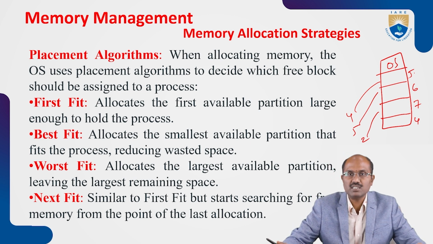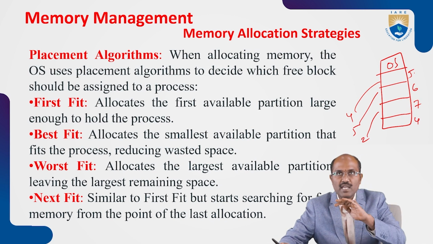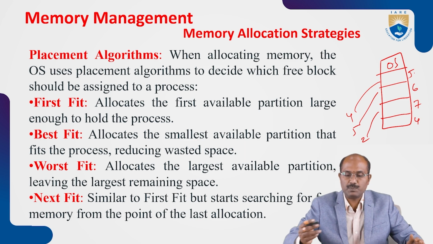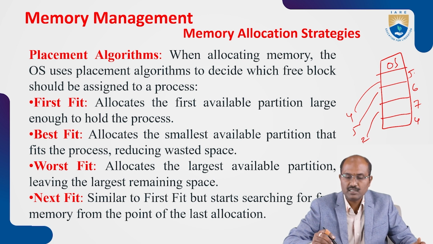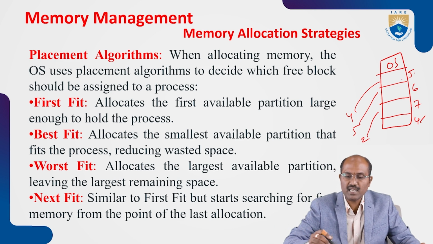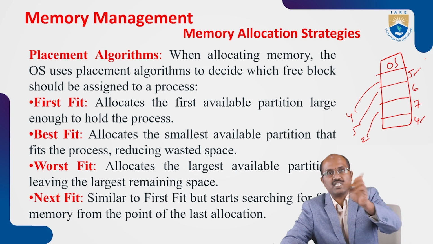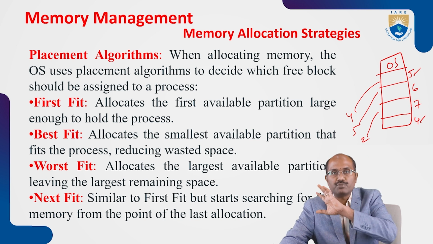Now I will discuss the best fit. Best fit allocates the smallest available partition that fits the process, reducing the wasted space. Suppose there is a process of 2 MB, that should be allocated to the smallest suitable partition. The 5 MB process is allocated to the 5 MB storage location, so that is the best fit for that process.